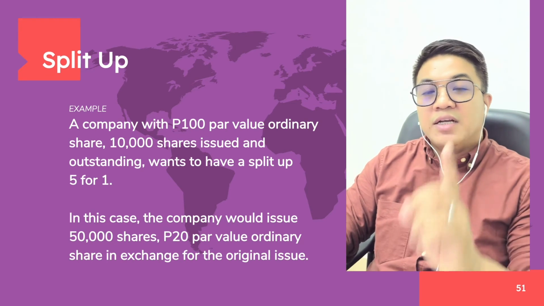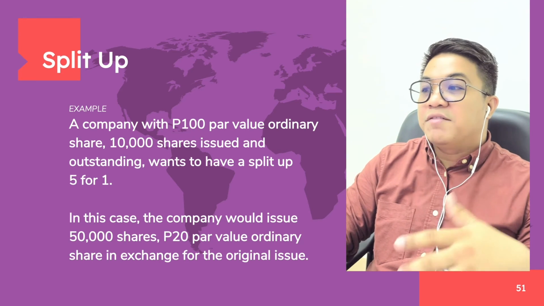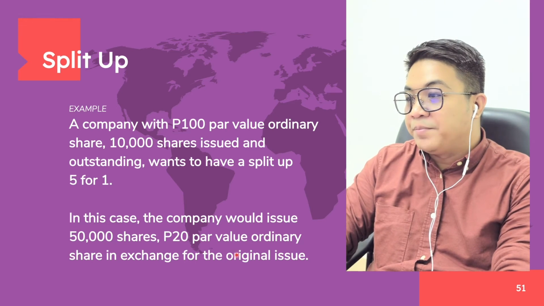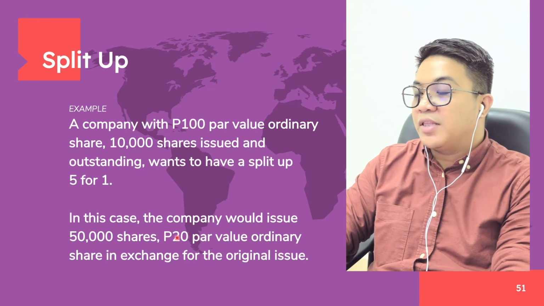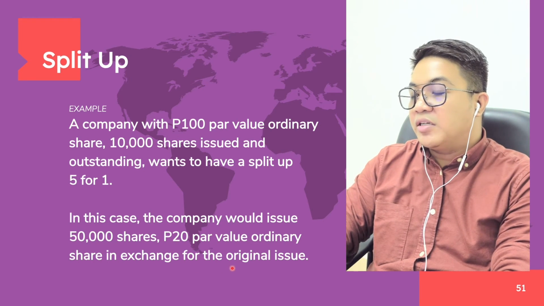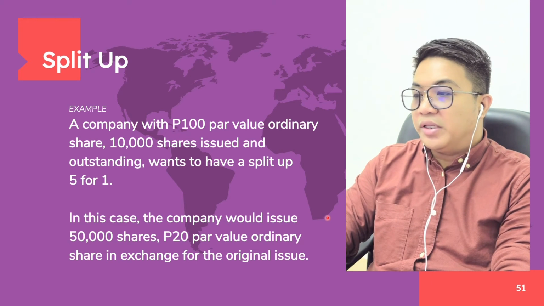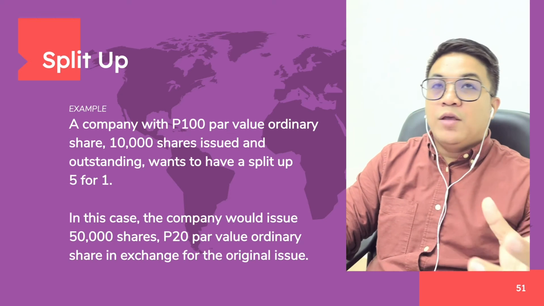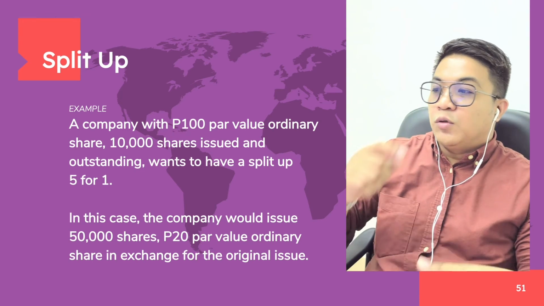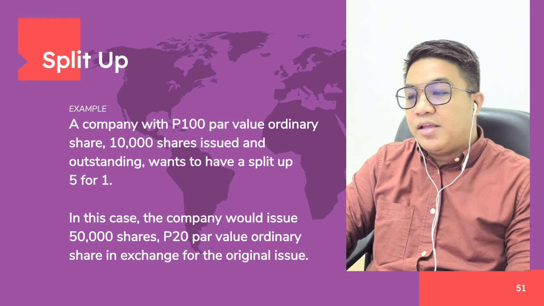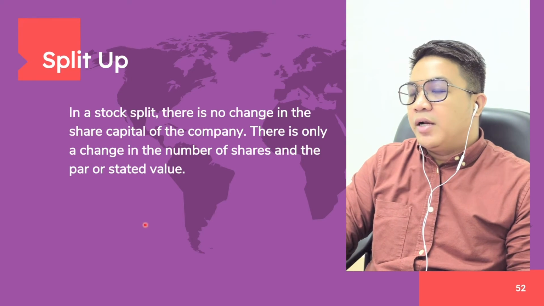So, sa isang share, so one share, magiging 5 siya. So times 5. In this case, the company would issue 50,000 shares at 20 pesos par value ordinary share in exchange for the original issue. Kasi yung par value is 100. Kasi yung nag-change lang dito guys, yung number of shares, but the total peso value niya is the same thing, no? Wala siyang pinagkaiba.